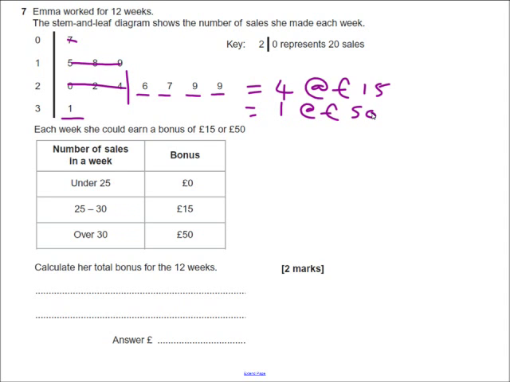And now we just need to work out her total bonuses. Again, take no chances and use a calculator. 4 times 15 is £60. The one at £50 is just the 50. Using your calculator, add 60 and 50 to get £110 as her bonus.